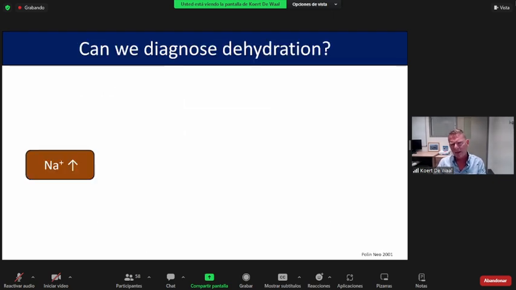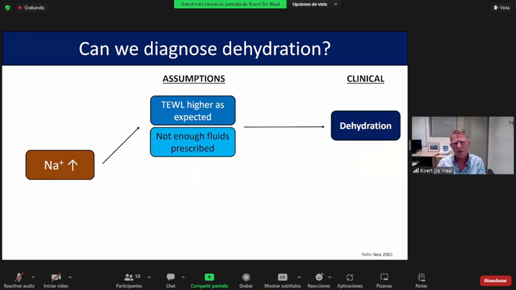That makes diagnosing dehydration in the preterm a bit more complex than the concepts which we were all trained with in the 90s. We used sodium, and particularly a high sodium in the first few days after birth, as a sign of dehydration. The assumption was that the transepidermal water loss was higher than expected, higher than we prescribed, so we didn't prescribe enough fluids, and clinically we called that dehydration. But I think things have changed over time.